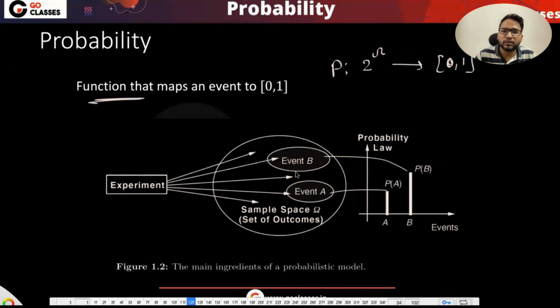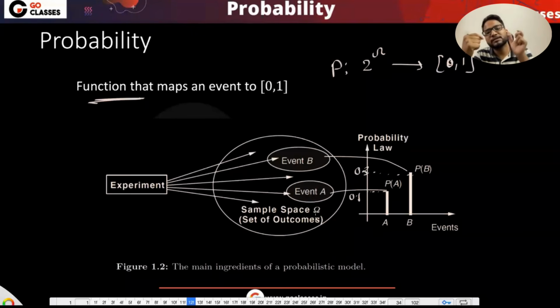If I ask you what is the probability of this event B, you will check it and map the probability of B to [0, 1]. Let's suppose it comes out to be 0.3. And if I ask you the probability of this other event, P of A, maybe it is, let's suppose, 0.1. So this probability is defined over the events.